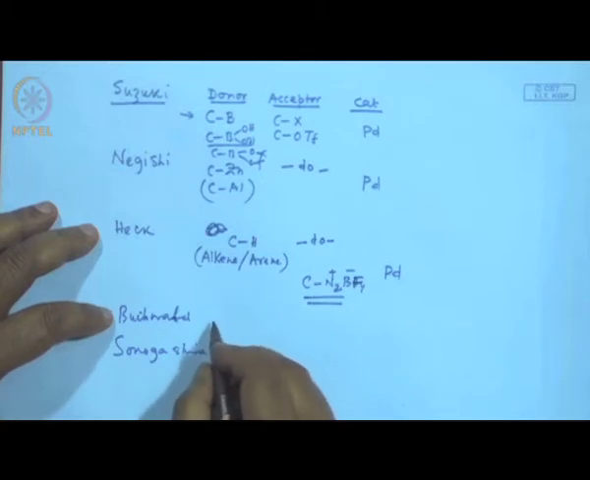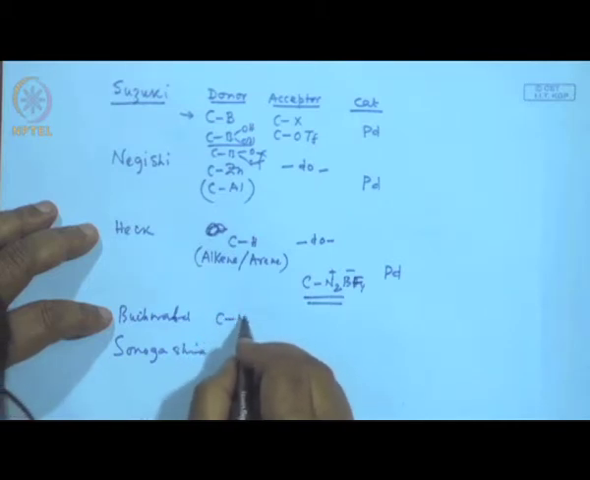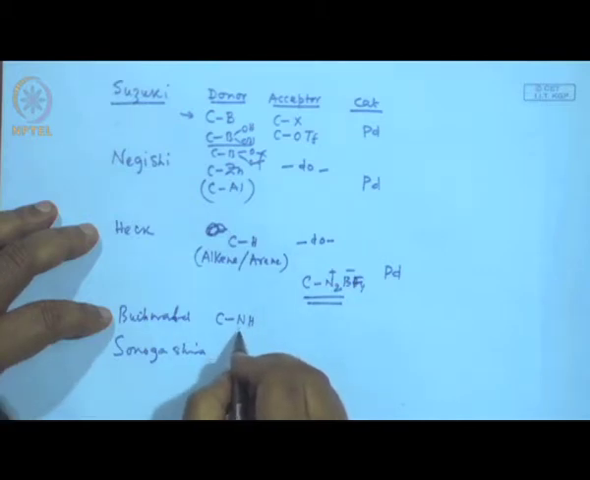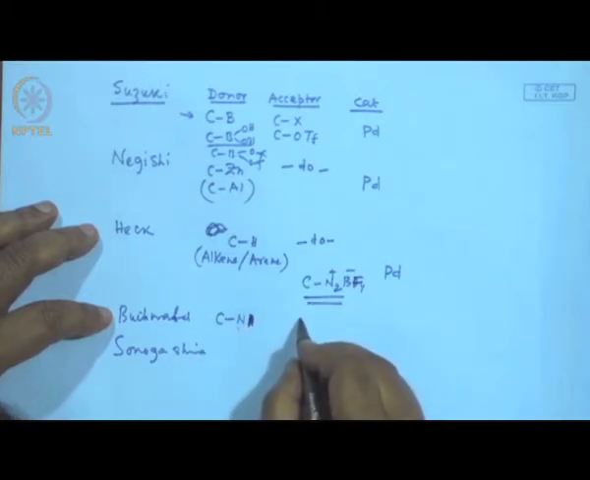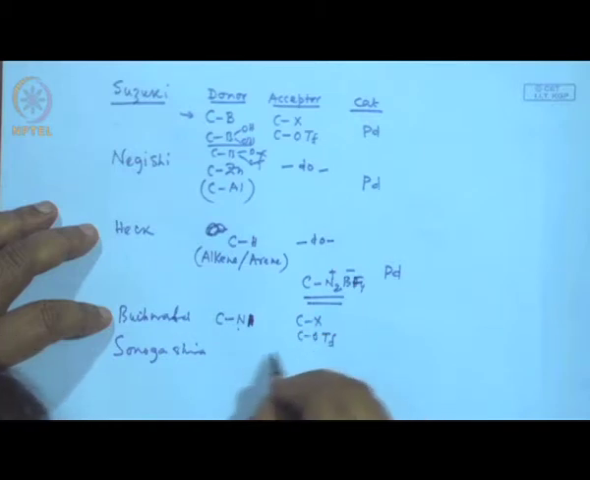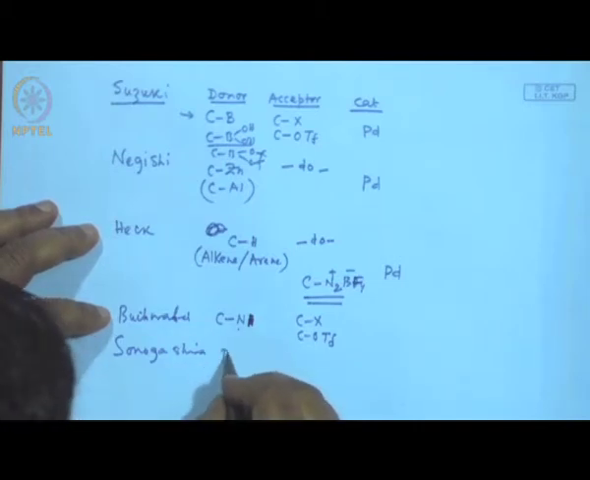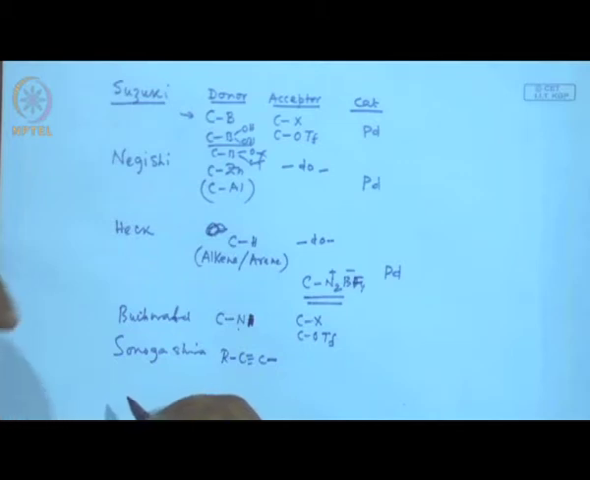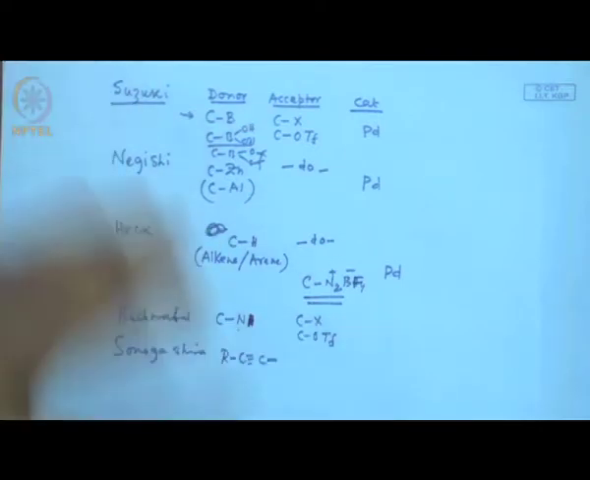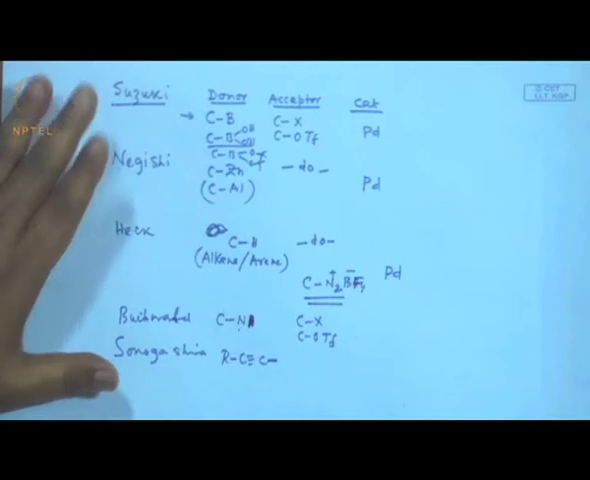Okay. So, in Buchwald, what is the donor? Donor is amine. So, carbon, nitrogen, that means amine NH. Amine is the donor. Acceptors again are halogens and triflate most commonly. Okay. Sonogashira, what is the donor? It is the corresponding acetylene compounds. That is it. I will not overburden you with other things, but these are the 1, 2, 3, 4, 5. These 5 reactions are very useful in heterocyclic chemistry.